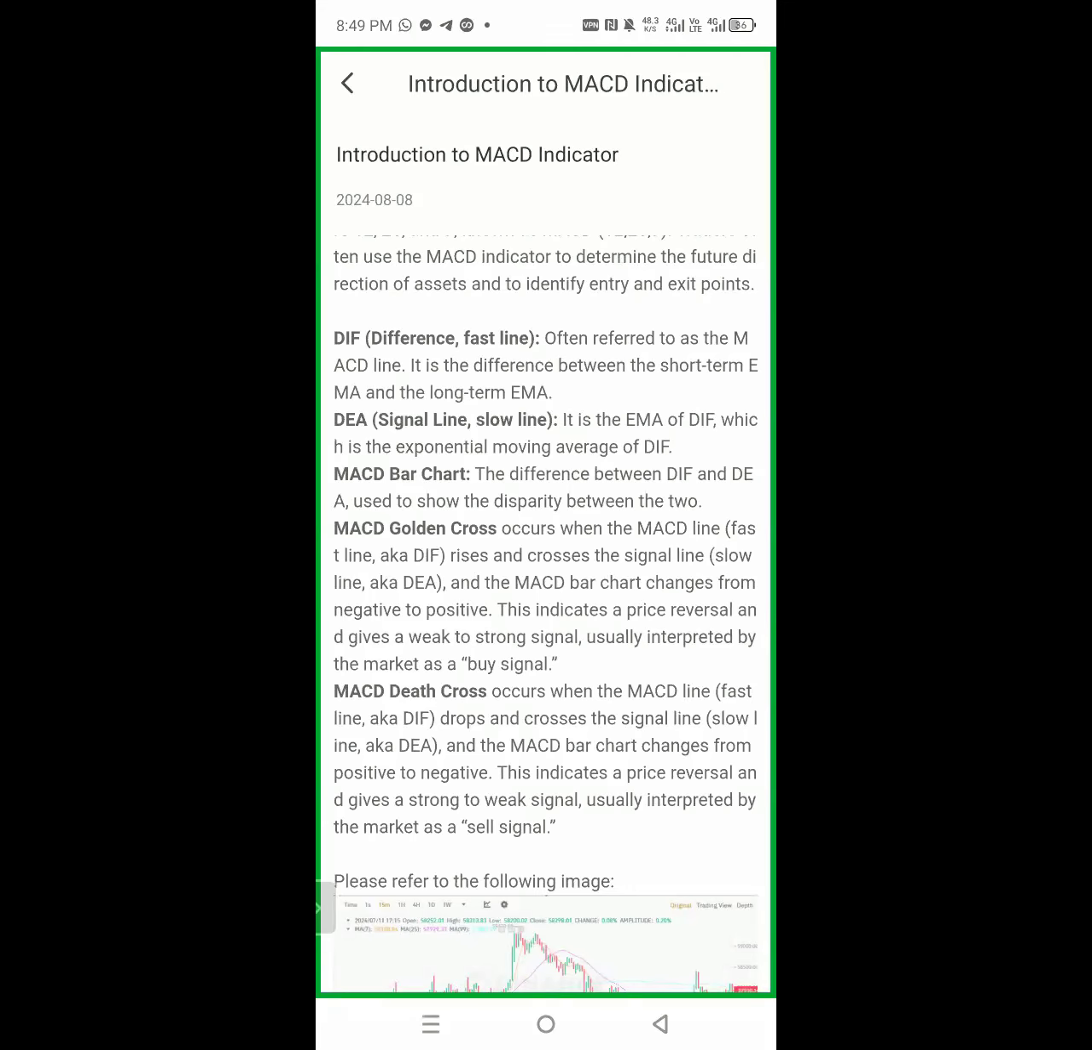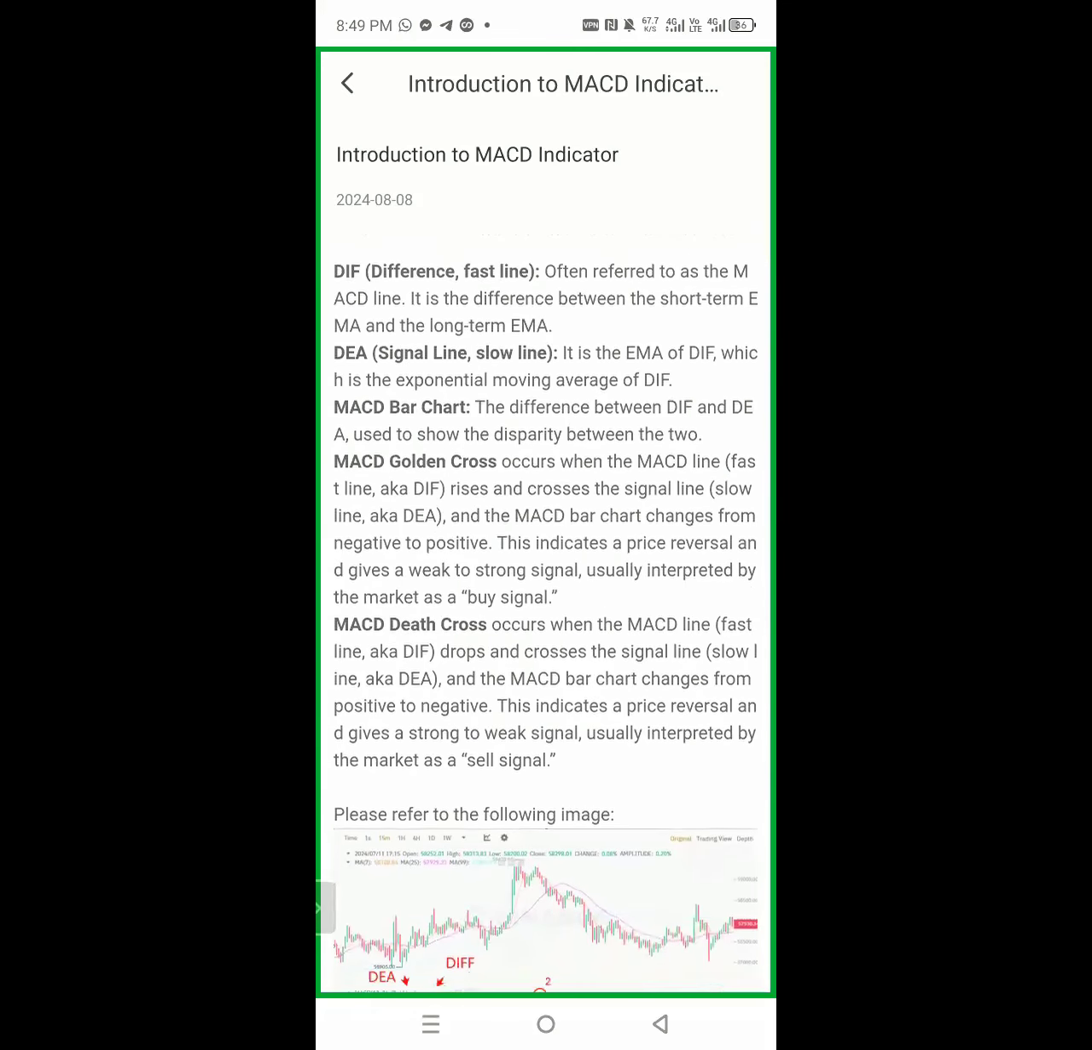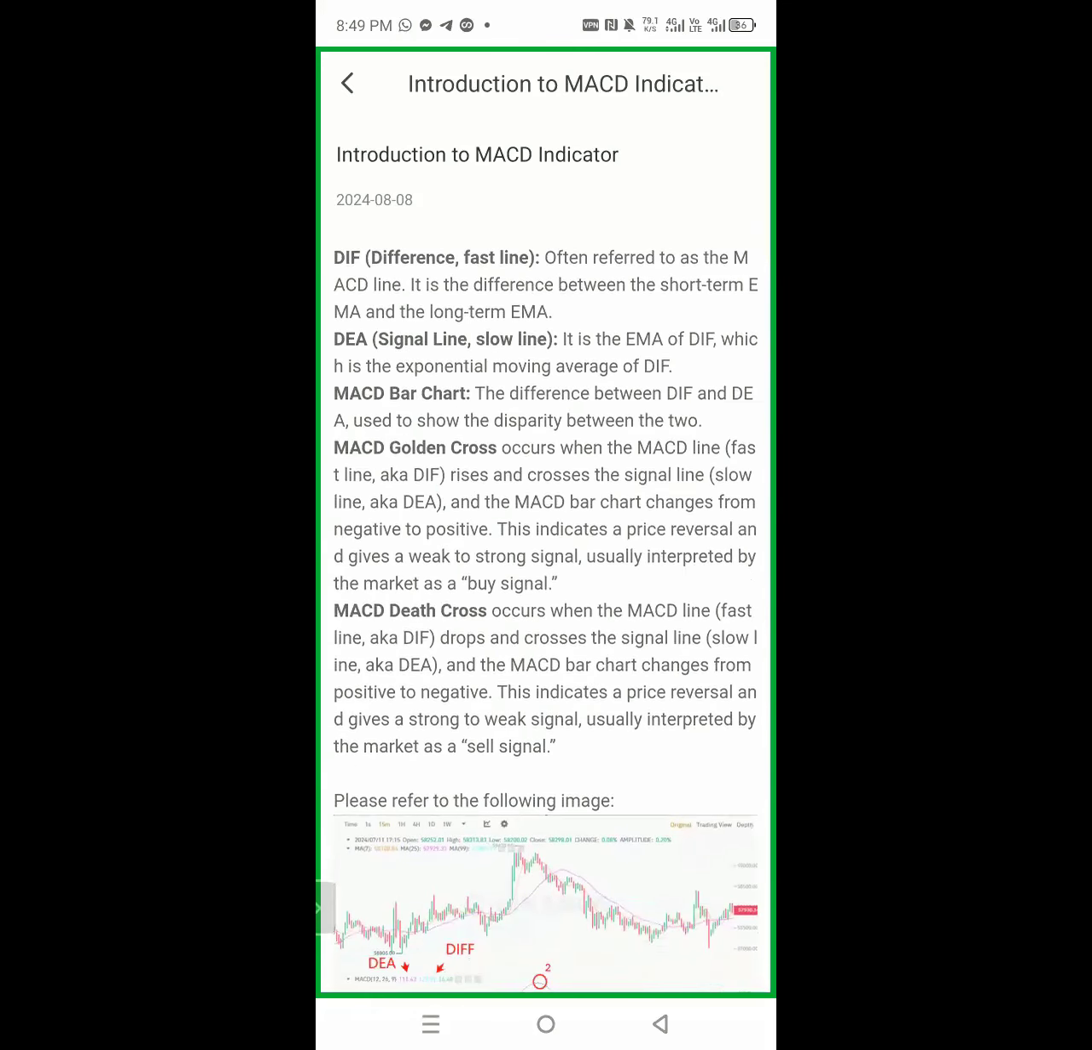So price has started going up. You understand? So that is for the MACD golden cross. Then we have the MACD death cross.